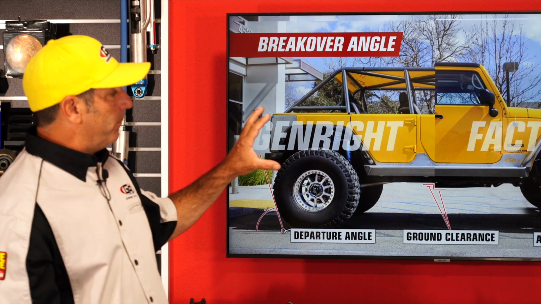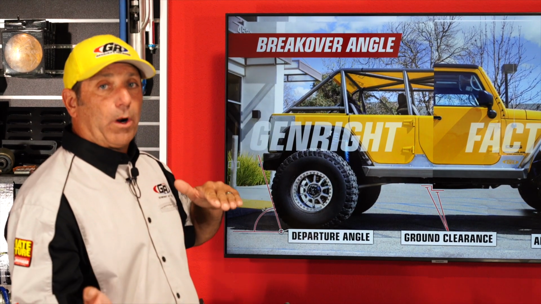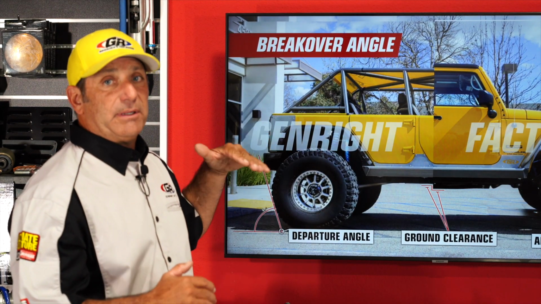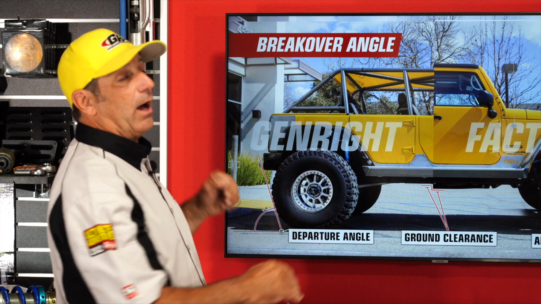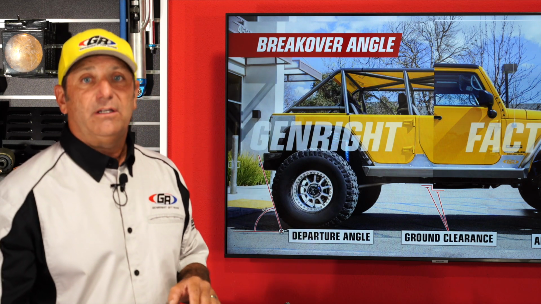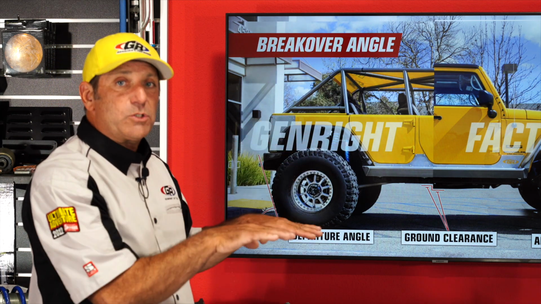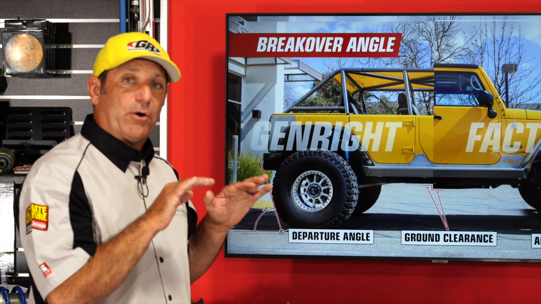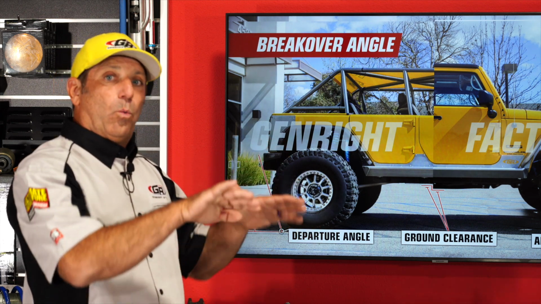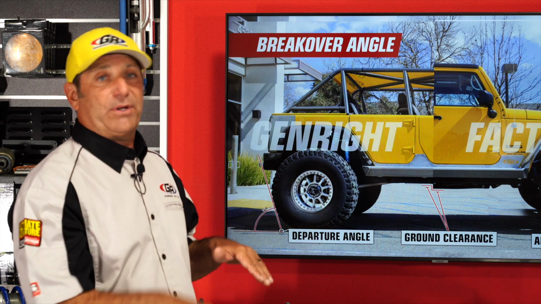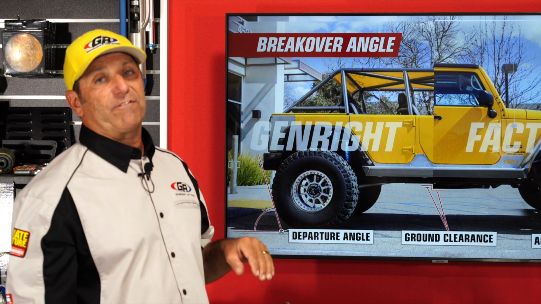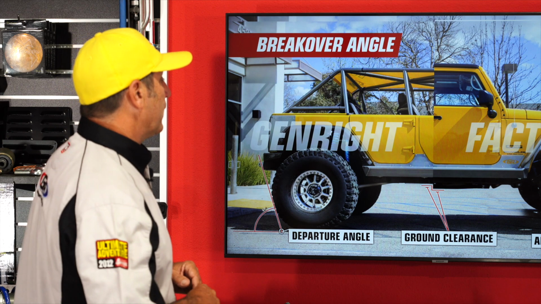But the problem is you don't want to put on a 6-inch bigger tire because that raises the whole vehicle up, which raises your center of gravity. So you want your center of gravity as low as possible. That'll make it drive better on the street and off-road when you're on side hills or going up or down things. This really makes a difference in the handling of the vehicle.